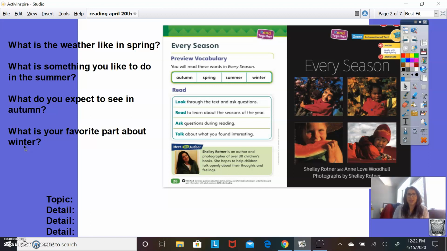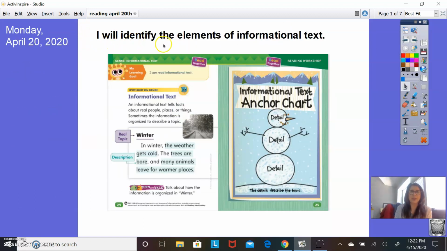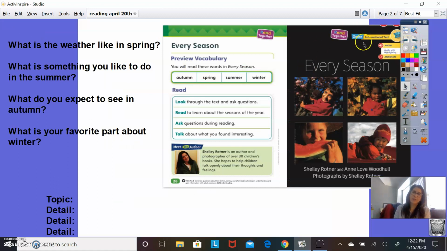Okay, now that we've talked about these words, autumn, spring, summer, winter, we'll go ahead and read, but remember what our job is. As we're reading, we're going to identify the elements of informational text, and those elements would be the details and also the topic, what the text is mostly about. So just looking at the cover of this book, Every Season, the title, what do you think this book is mostly going to be about? What do you think the topic is?